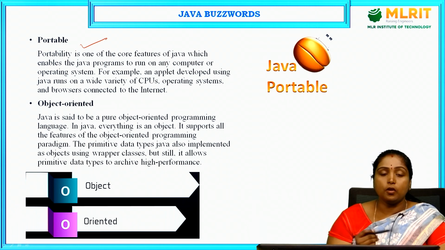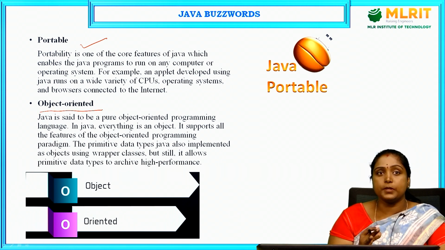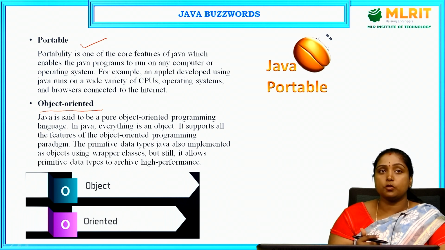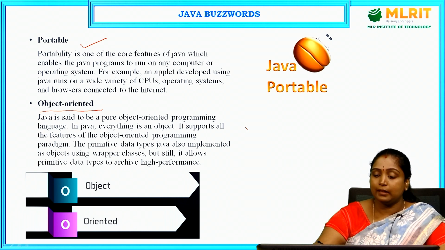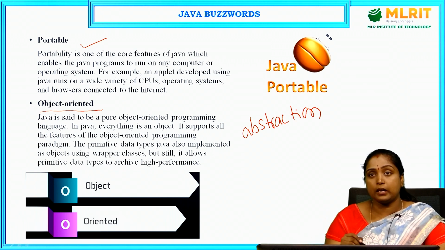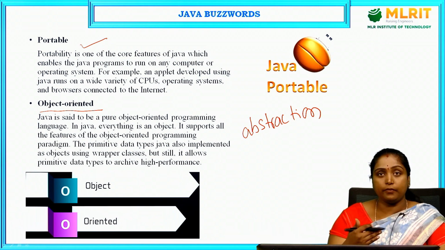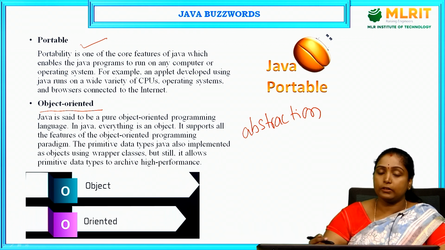Object oriented. As we discussed in the last class, what is object oriented? We have object-oriented concepts. The first concept is abstraction. What is abstraction? Hiding of data, and whatever necessary functionality is needed will be accessible to the users. Everything internal, the internal functionality and the data, will be hidden, and only the necessary features will be exposed. That is abstraction.